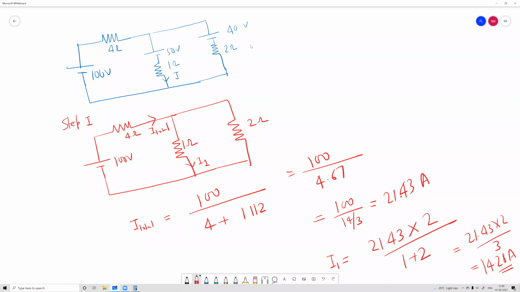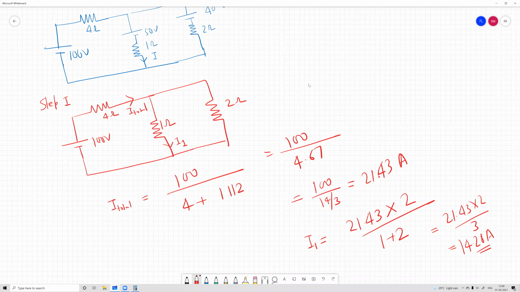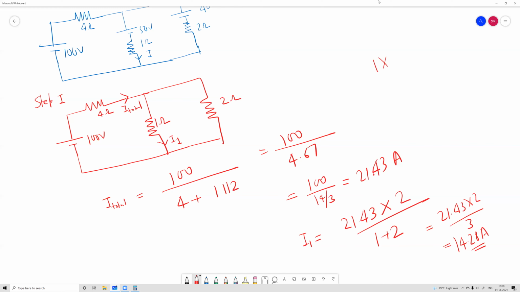14.286. Yes. Sir, I1 is coming as 1.31, how is it coming, tell me? Sir, I total came out as 4.6, so if we use the current division rule, I total is not 4.6, R total is 4.67. R total is 4.67 because you see 1 ohm and 2 ohm are in parallel, so their equivalent is 0.67. 1 into 2 by 1 plus 2, so 2/3, that is 0.67. Sir, we had not calculated 4.67. No problem. Just take it. And this will be 4 ohms and 0.67, so it's 4.67, right?